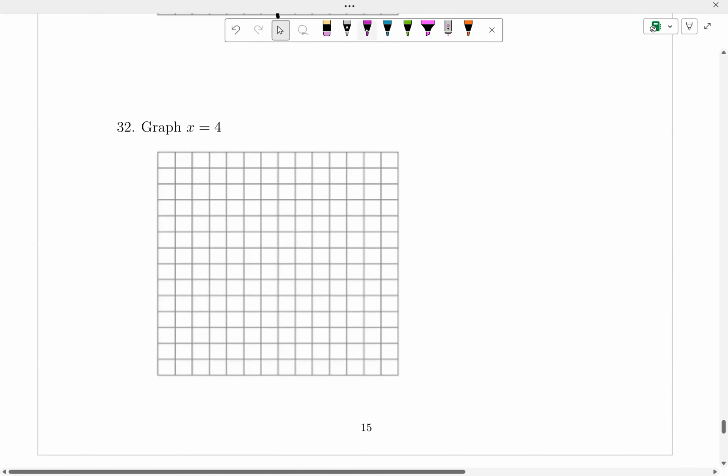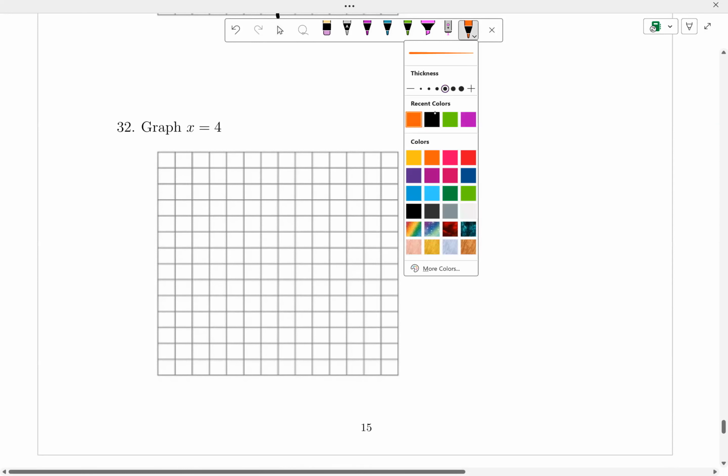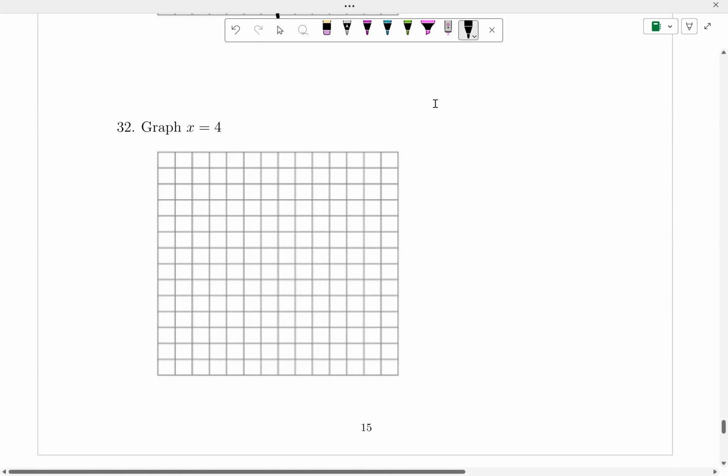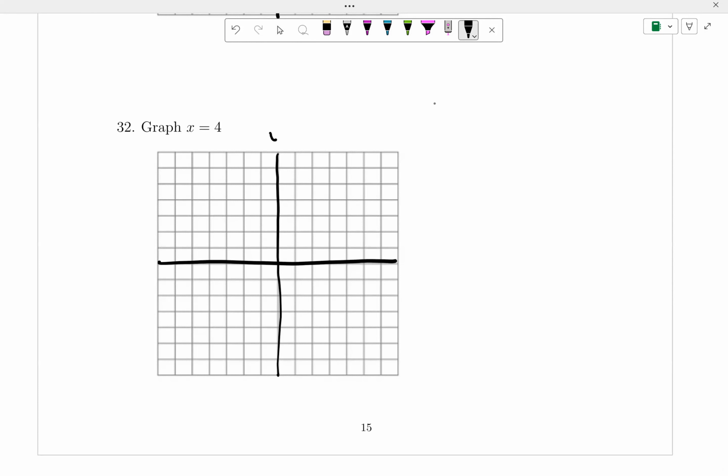Graphing the next one. Remember Vux-Hoy from a few problems back? This equation says x equals something. And if you remember, when we talked about Vux-Hoy, I said this: vertical lines have an undefined slope and their equations always begin with x equals some number. X equals some number is a vertical line.